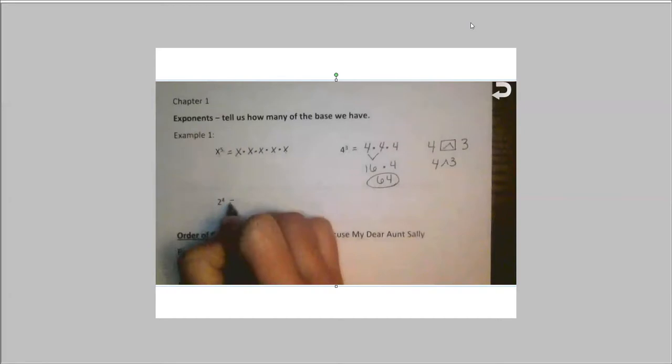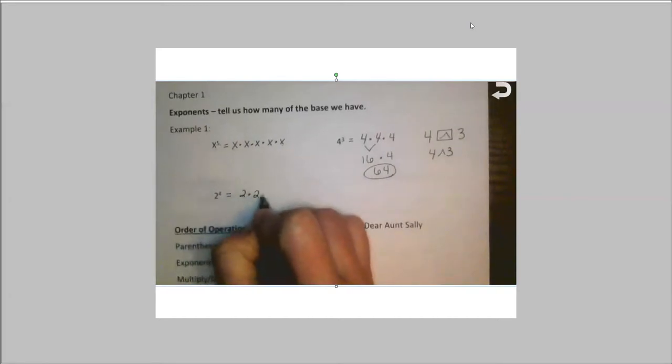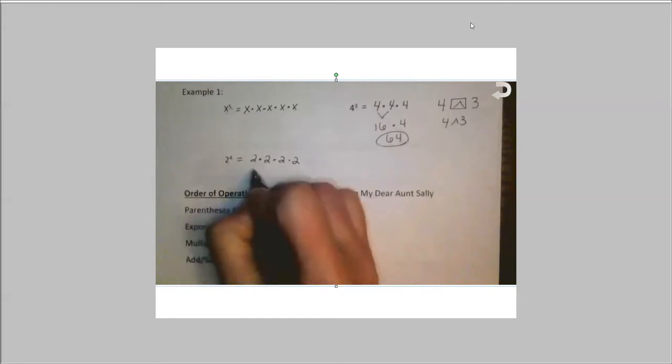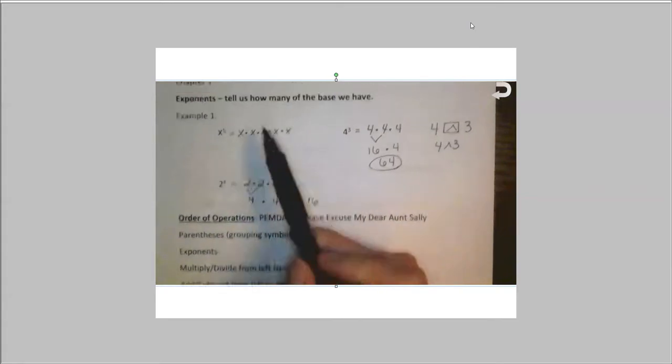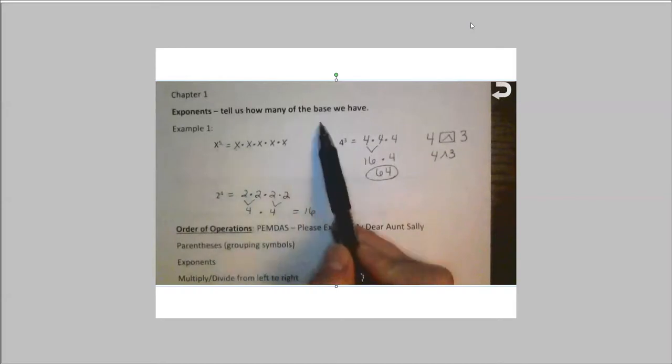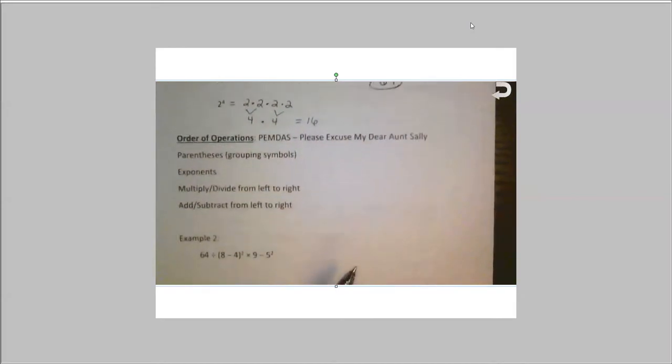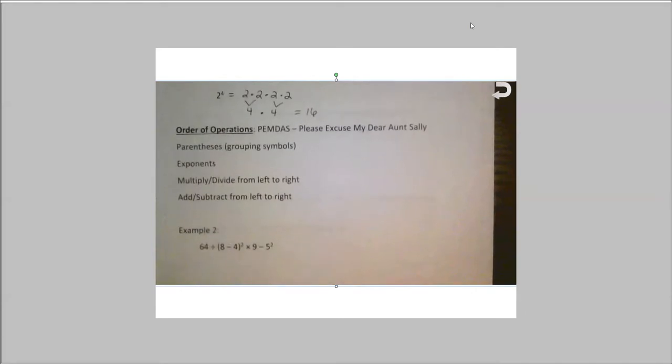So 2 to the 4th power is 2 times 2 times 2 times 2, and we can multiply 2 numbers at a time. 2 times 2 is 4, 2 times 2 is 4, and then 4 times 4 would be 16. So that's what exponents do. They tell us how many of that base value that we have. And we need to know how to work with exponents because we see that when we work a problem that requires the order of operations.